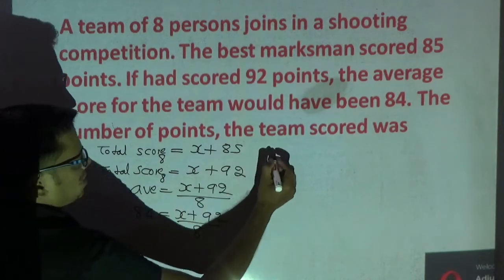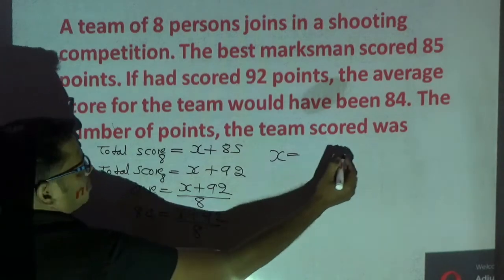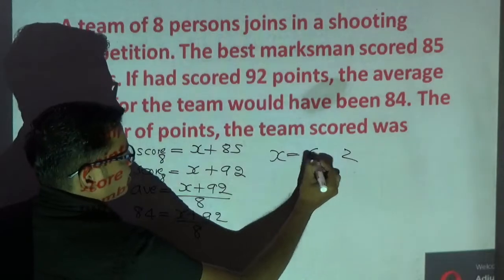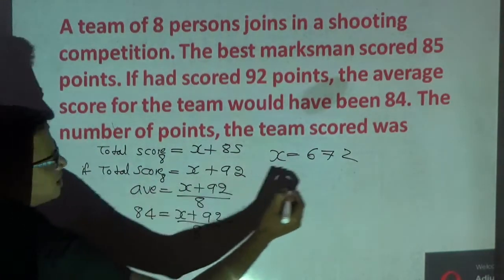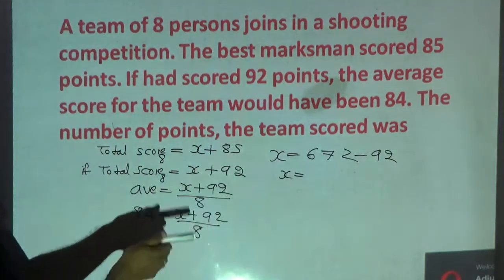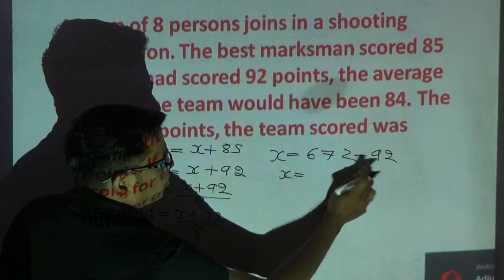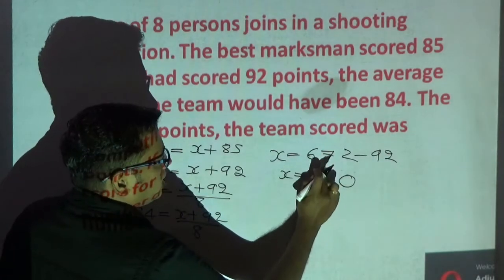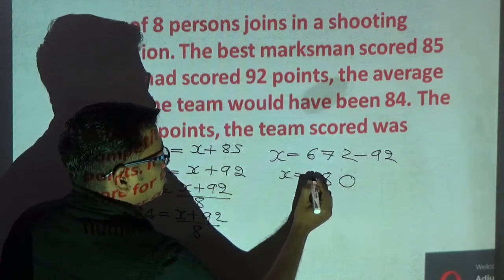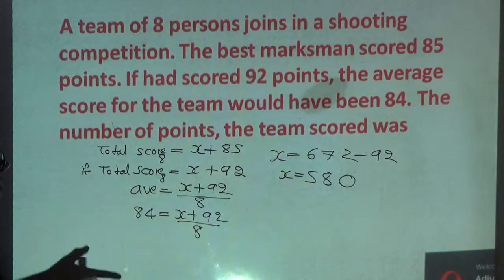Now I can simplify this. X is equal to 84 into 8. 8 4s are 32, 3 carry. 8 8s are 64 plus 3 is 67. Minus 92, I am going to get the X. What is X here? The score by the 7 members. 2 minus 2 is 0. 17 minus 9, that is 8. This will be 5. 580 is the score by the 7 people.